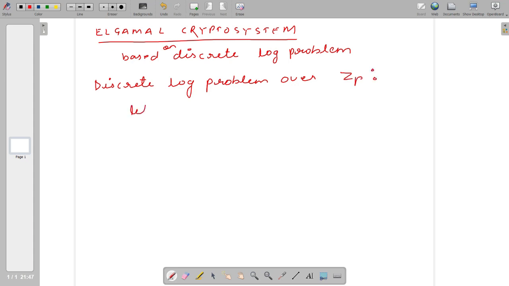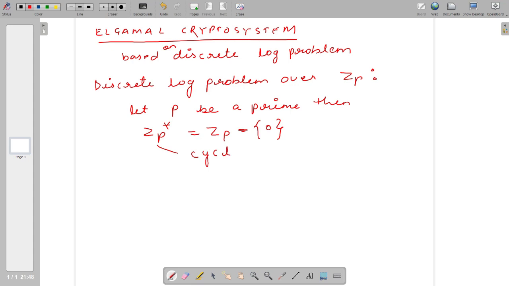Let p be a prime. Then this Zp star is going to be Zp minus 0. This we all know. Zp star is going to be Zp minus 0, and this Zp star is a cyclic group. This we all know.